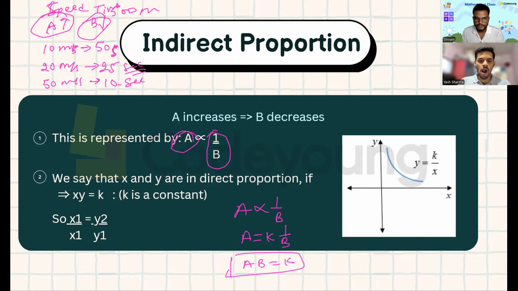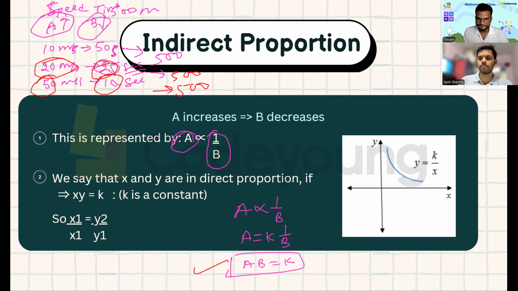So this is what is happening here. If you multiply this 50 with 10, what you will get? 500. If you multiply 25 with 20, it is going to be again 500. Again, multiplying 10 with 50, it is going to be 500. It means the multiplication of both the quantities gives us a constant.